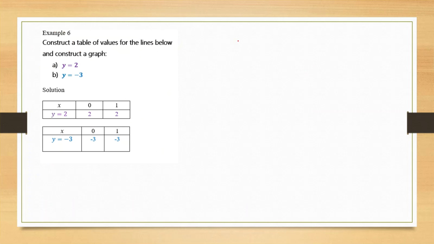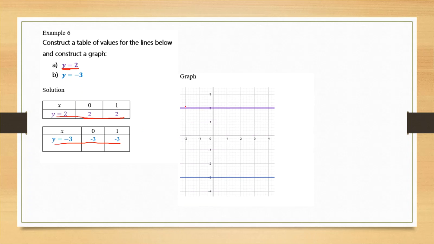Example 6, what happens when y equals 2? The bottom numbers are always 2. For this one, y equals 2, we get that. For y equals minus 3, we get minus 3 down the bottom of our table of values. So we get horizontal lines. This is y equals 2, and this is y equals minus 3.